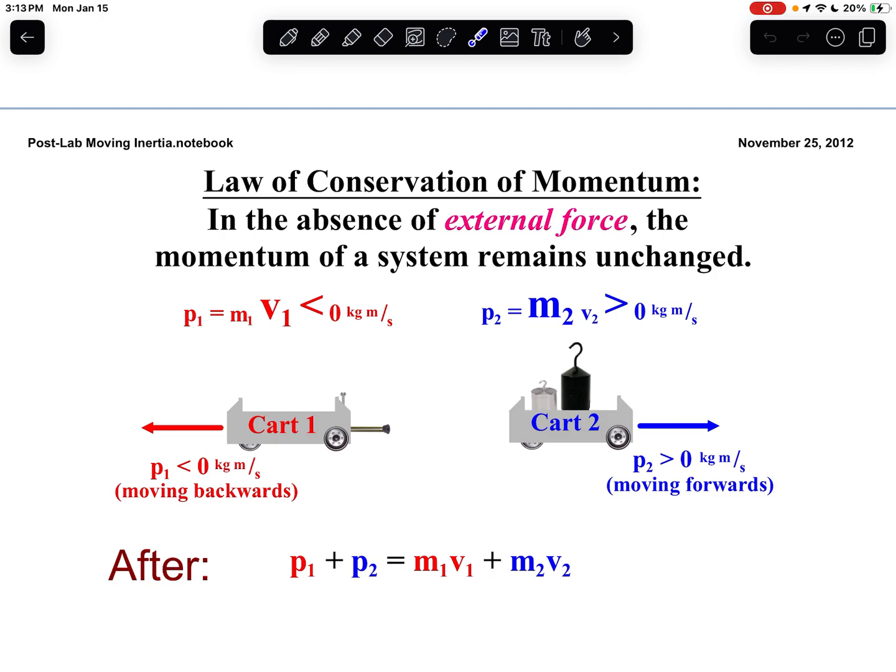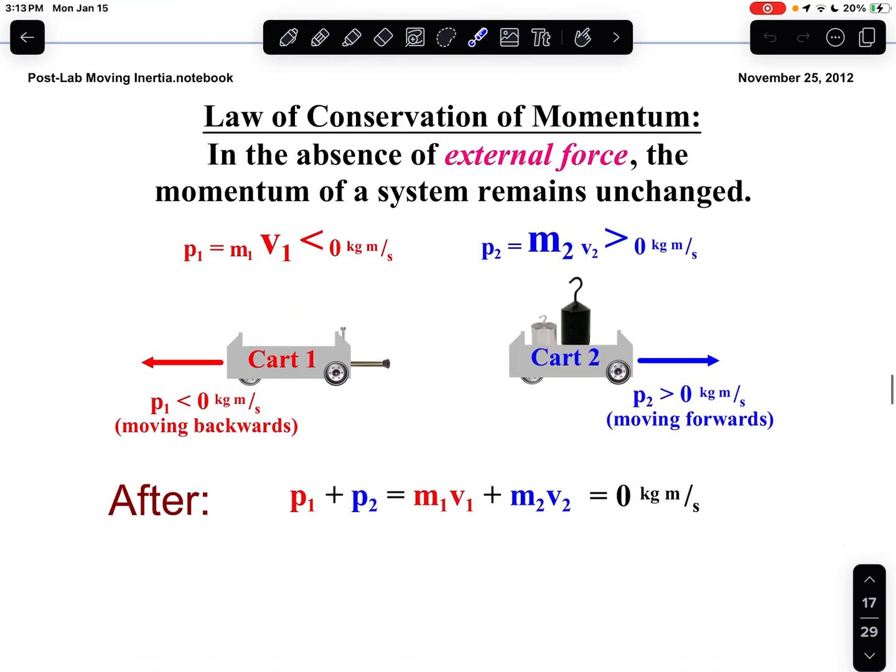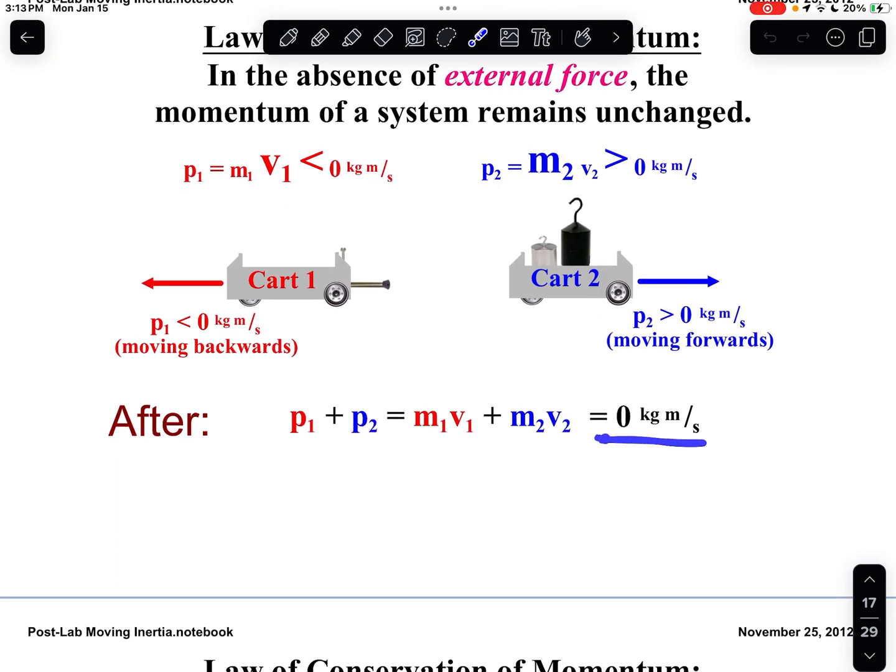So what we could do here is plug in our masses and velocities for cart 1 and cart 2, and sum them up, and hopefully what we end up finding is that the momentum ends up being 0. Now, I know when you did the lab, you probably didn't get exactly 0, but hopefully you got something close, okay? 0.1 or negative 0.1 or maybe even 0.0 something or 0.00 something.